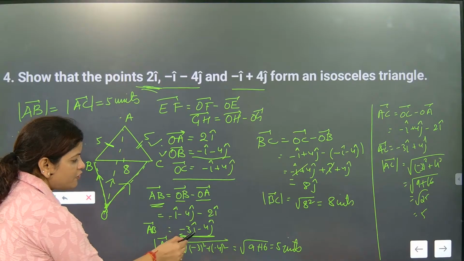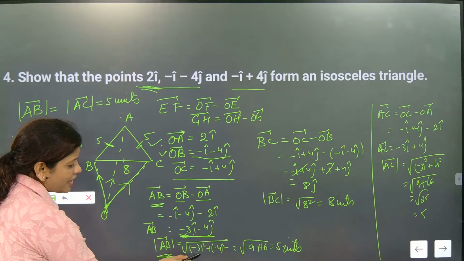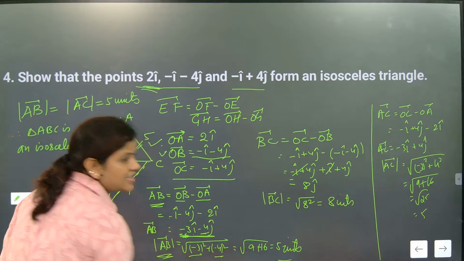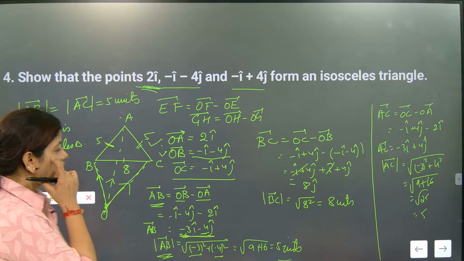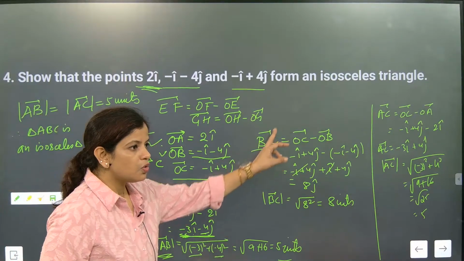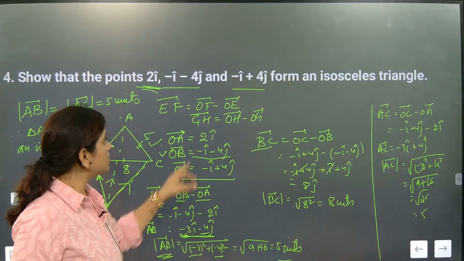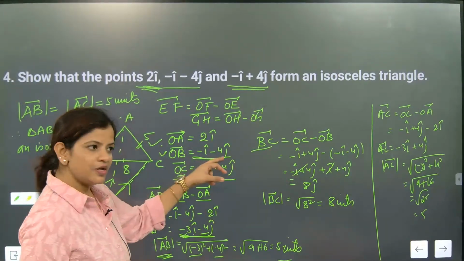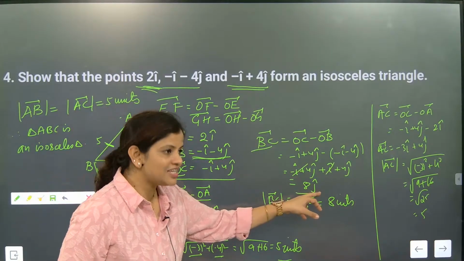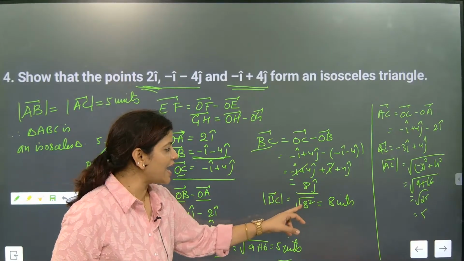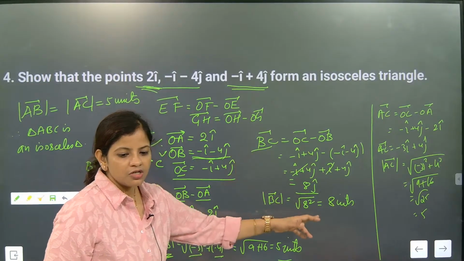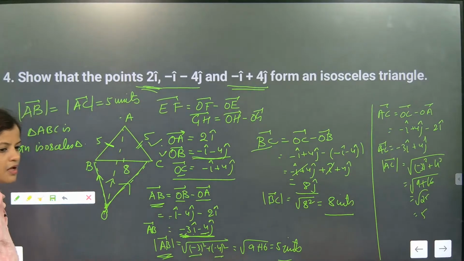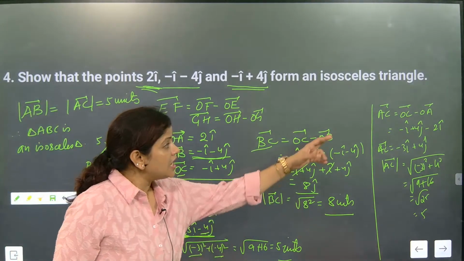Magnitude means the coefficient of i is minus 3. So minus 3 whole square and minus 4 whole square. It is coming as 5 units. Done? Yes, beta. And then BC is what? OC minus OB. What is OC? This one. OC minus OB. OB is this one. After subtraction, only j cap is coming. So here, the i part is 0 now. So 0 square is 0. So this part is coming as what? 8 square. 8 square gives you 8. Last part is AC.